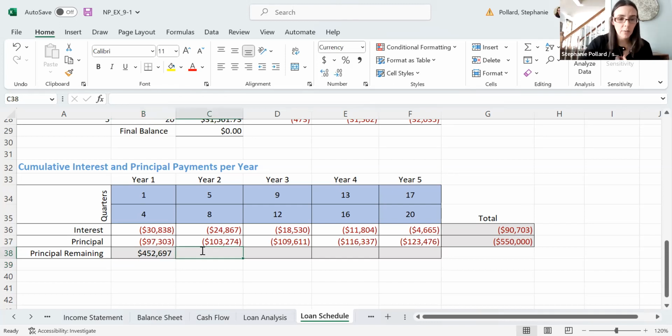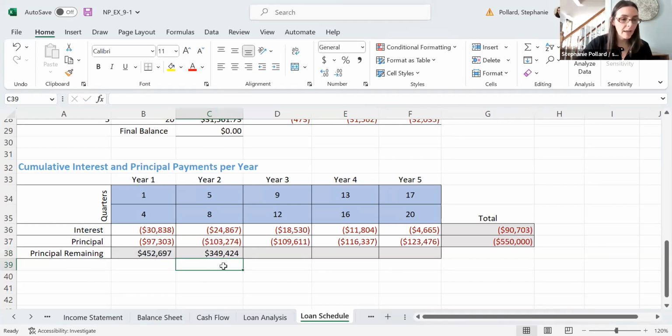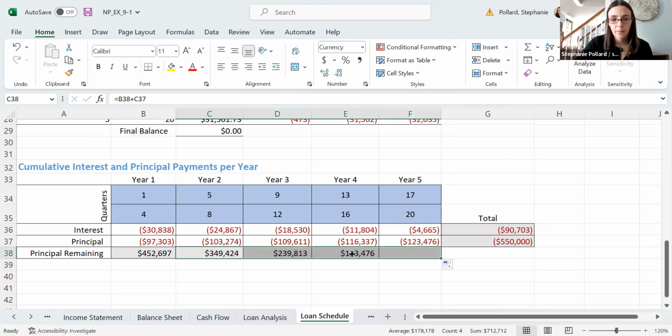For my next cell, I'm not starting with the 550,000 though. I'm starting with this 452,000, and then again, I want to incorporate that we've spent $103,000 towards the principal. So I hit enter there. And again, now at this point, you should be able to copy these over. And again, you can check to make sure they are transferring correctly along the way. And your final value should be 0 because at the end of year 5, you should have paid off that entire loan. So here's just a couple different analyses that you can do that really break down that monthly payment in much more detail.